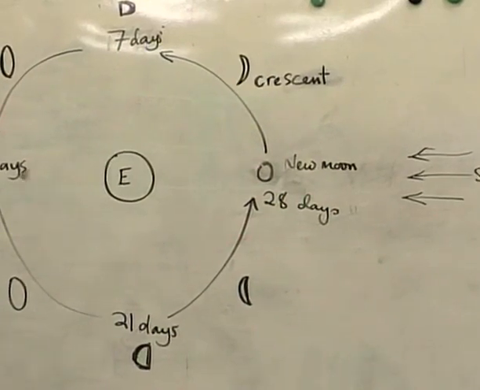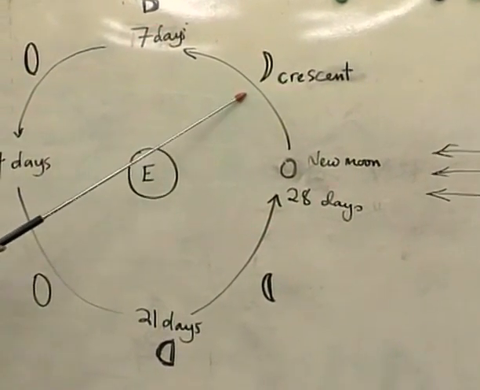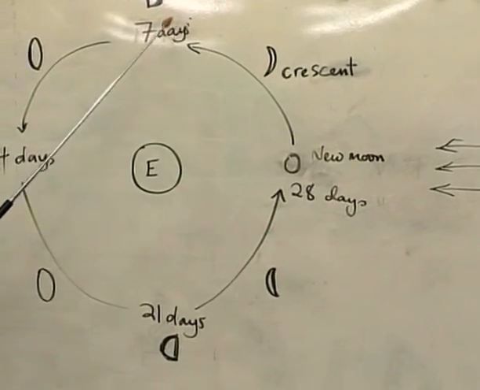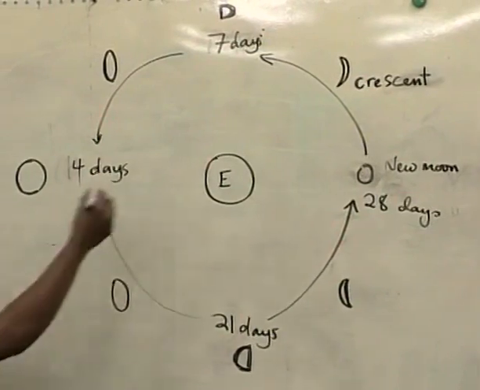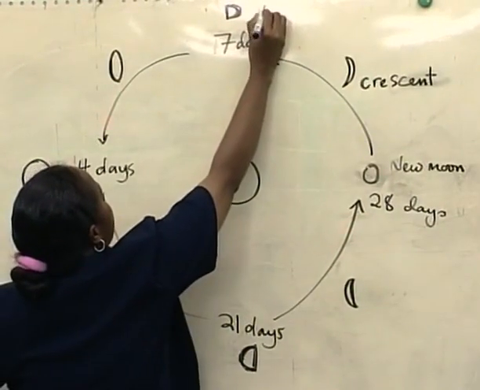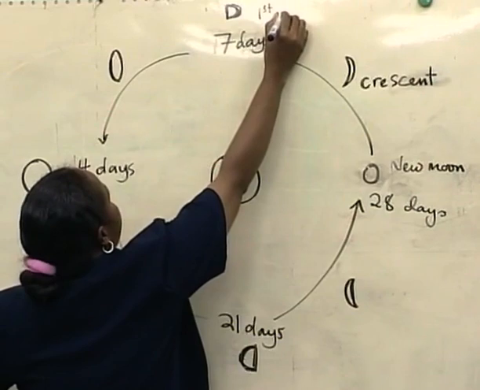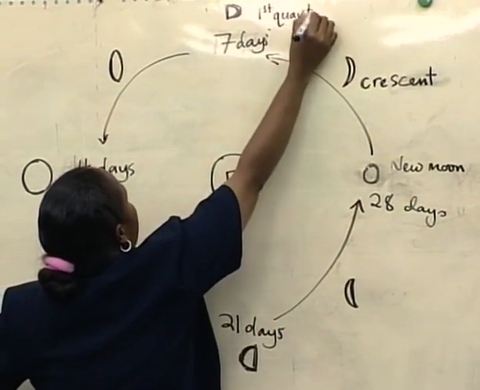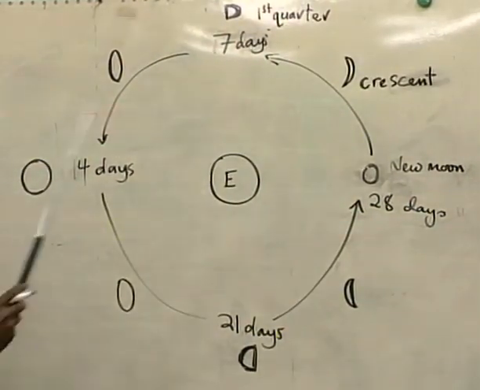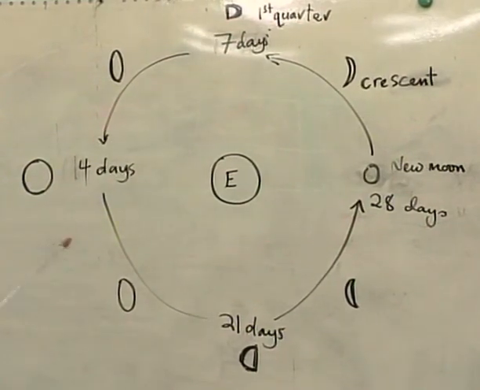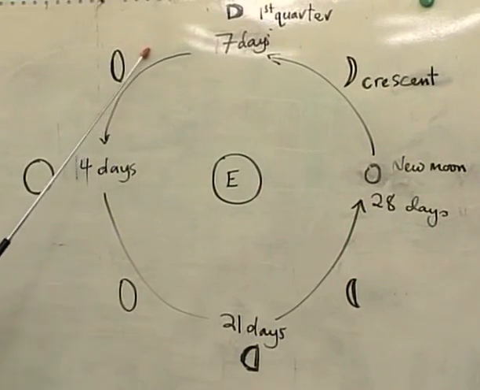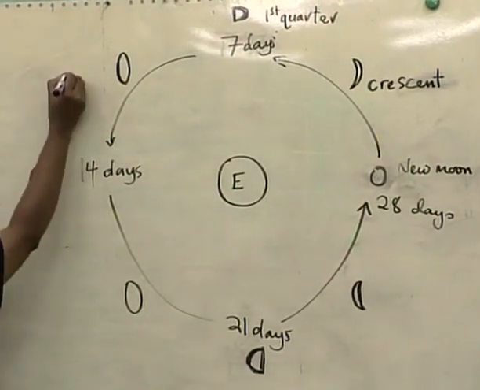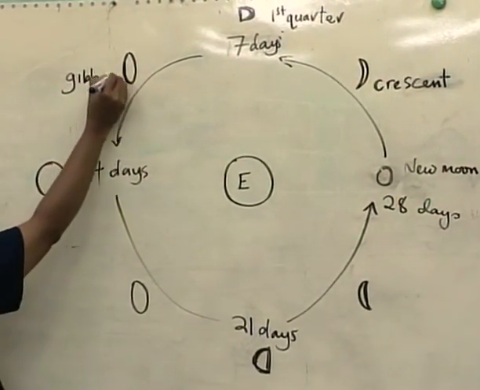Right, and the moon continues to move around the earth and it comes here, first quarter, which is 7 days. It's known as the first quarter, or you can write it in full. First quarter, the shape looks like letter what? D. Then, as it moves here, more of it is now becoming clear, and this phase is known as the gibbous.